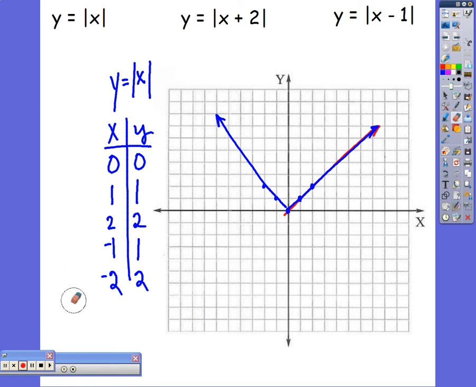Okay? Now, a couple of things to keep in mind when you're writing these. This point right here is called the vertex. Okay? There's also an invisible line that goes through this. This is called the line of symmetry.